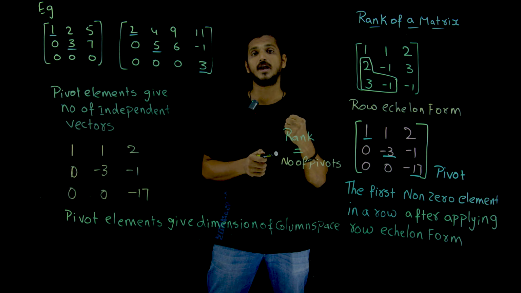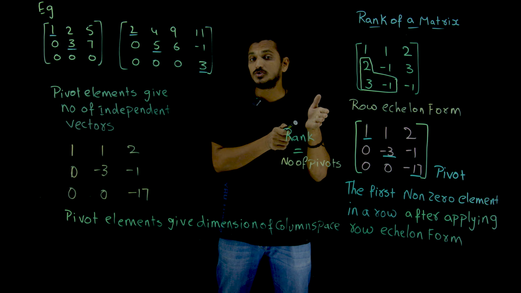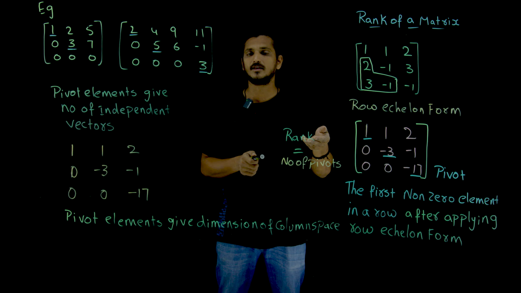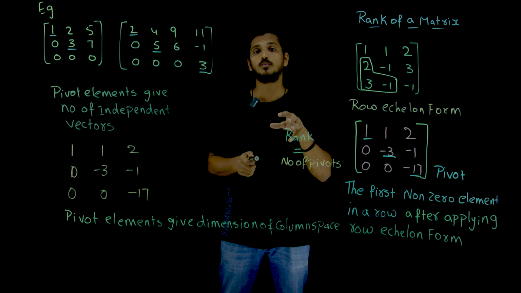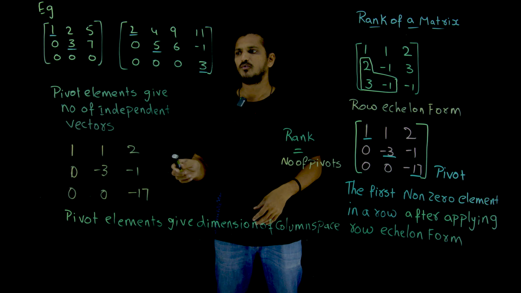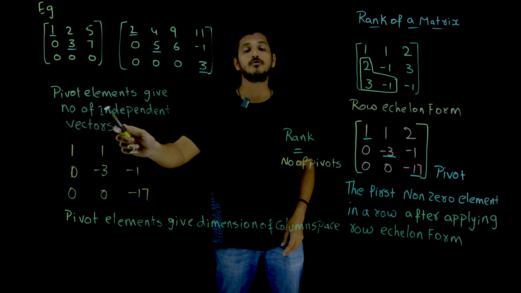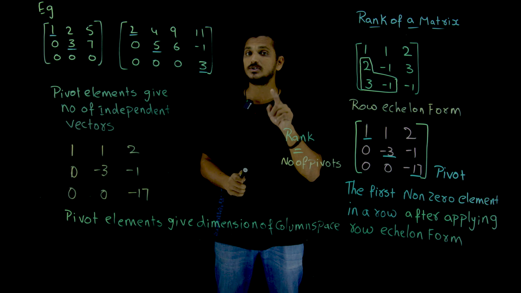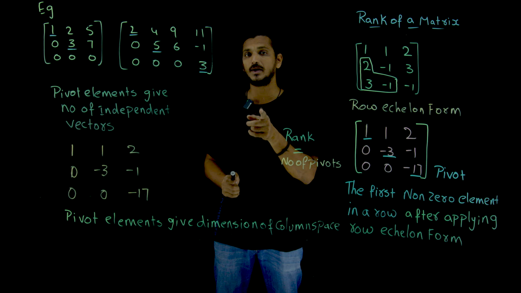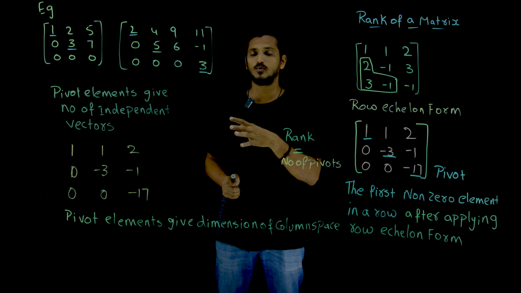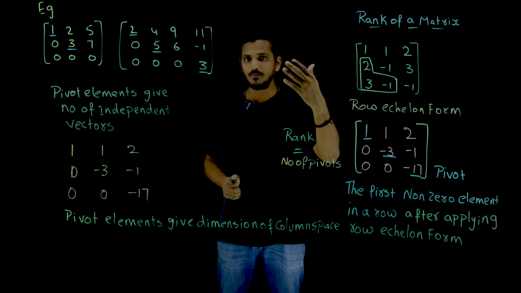Now try to understand what's the use of this pivot element in finding the rank of a matrix. This is very important. This is the actual concept you need to understand. The pivot elements give the number of independent vectors. The concept of independent vectors was discussed in our previous classes, dependent and independent vectors. Please watch those classes and come back here. We are not explaining what is meant by independent vectors.